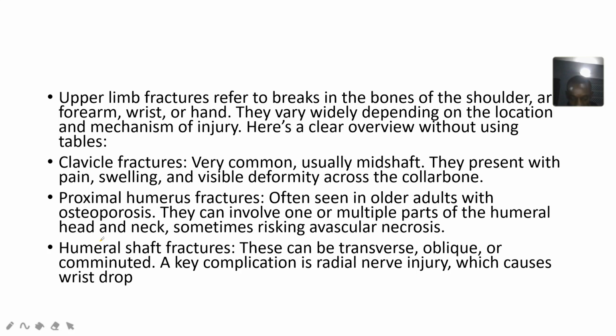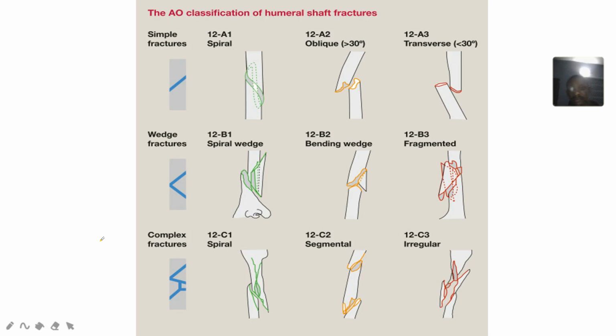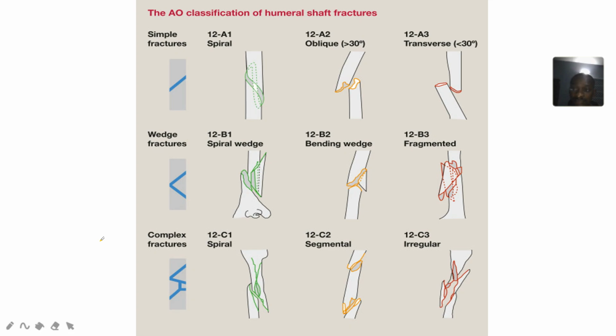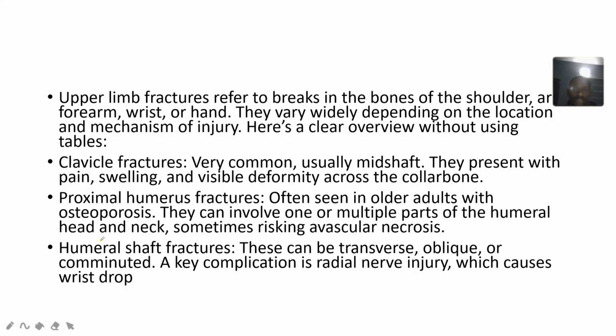So, what we got is this. Upper limb fractures is just any fracture in the hand, the forearm, the arm that makes it upper limb. So it just refers to a break in the bones of either the shoulder, you could have the forearm, you can have the wrist or hand. So what are the parts of these places that easily get fractured?